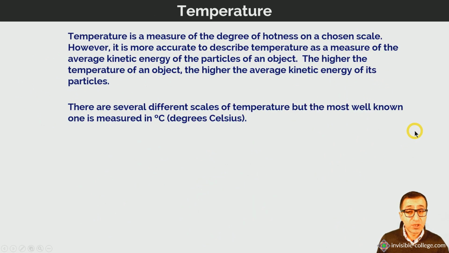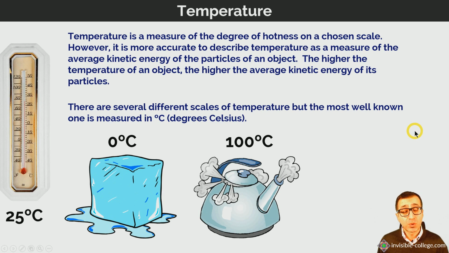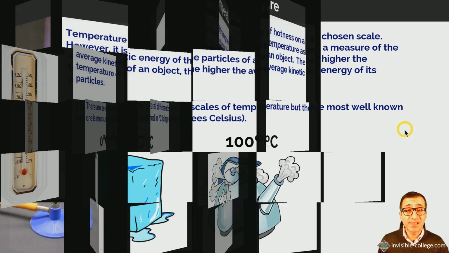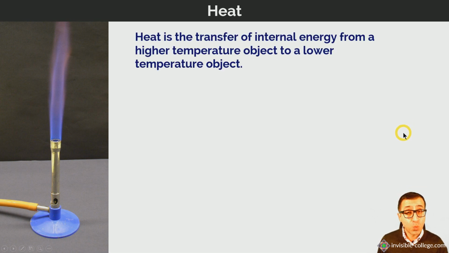So we can use many different temperature scales, but it's the Kelvin scale which is the absolute measure of temperature. So heat is something that I mentioned before. It's the transfer of internal energy from higher temperature to lower temperature, and this is actually where we get the theoretical definitions of thermodynamics from.